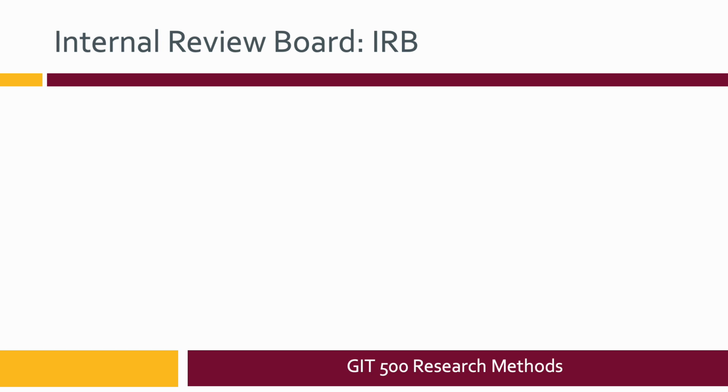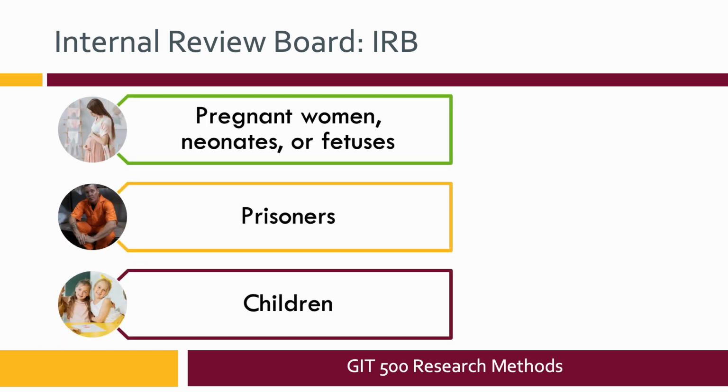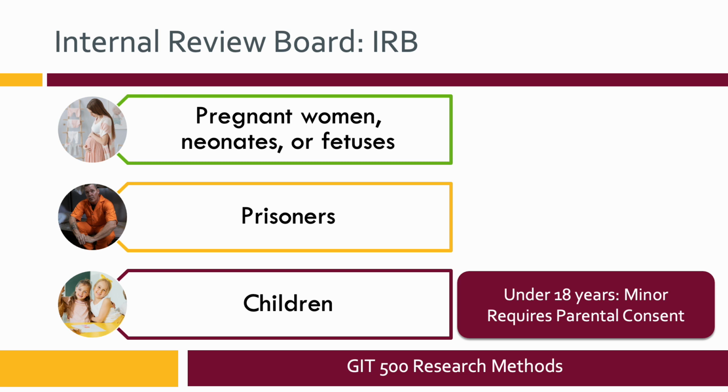There are 3 protected classes of participants that you have to go through IRBs for no matter what. Those are pregnant women, neonates, which are newborns, or even fetuses. Now, we don't really necessarily do that. If you want to do research on prisoners specifically, they're a protected class because they don't have the ability to decline, basically. And then children, which is anybody under the age of 18, so 17 and under, because those are minors.